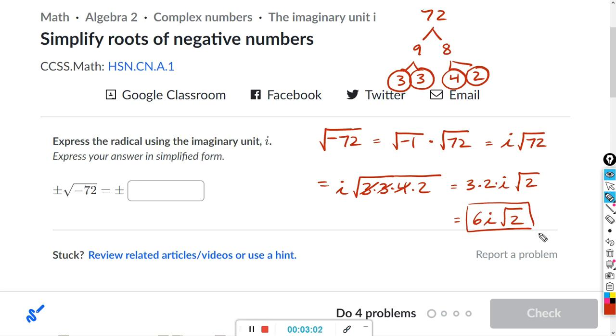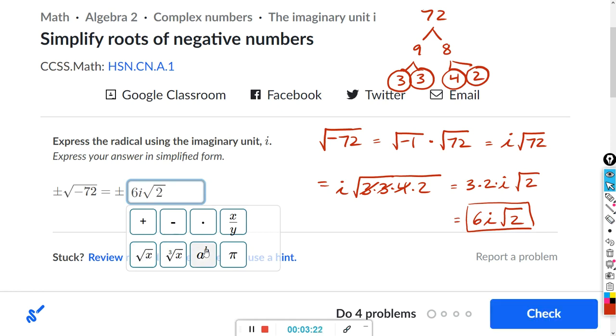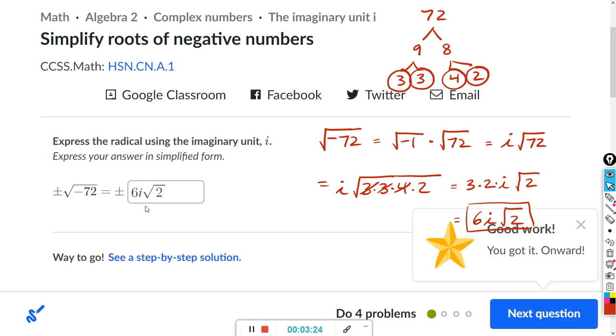So it's the same as the con assignment, simplifying square roots, except there's one additional step for the square root of -1, and that becomes i. So 6i radical 2 in the box, just type 6i, hit the square root button, type 2. These are just all multiplied by each other. 6 times i times radical 2.